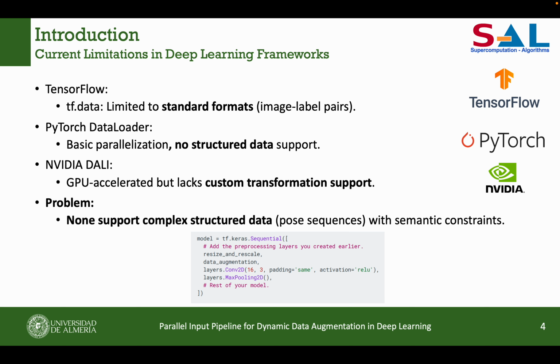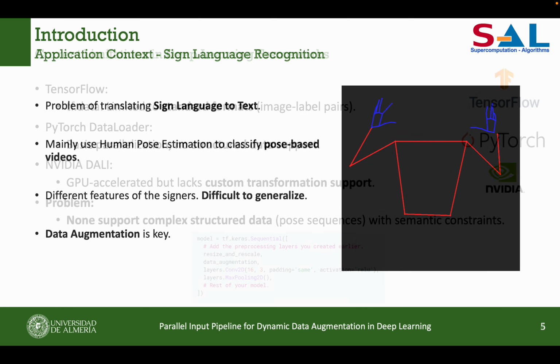But what happens if we are not dealing with images but with raw data or some other data that do not fit with the framework? There is a problem with the frameworks that do not support complex structured data, for example, with some semantic constraints.